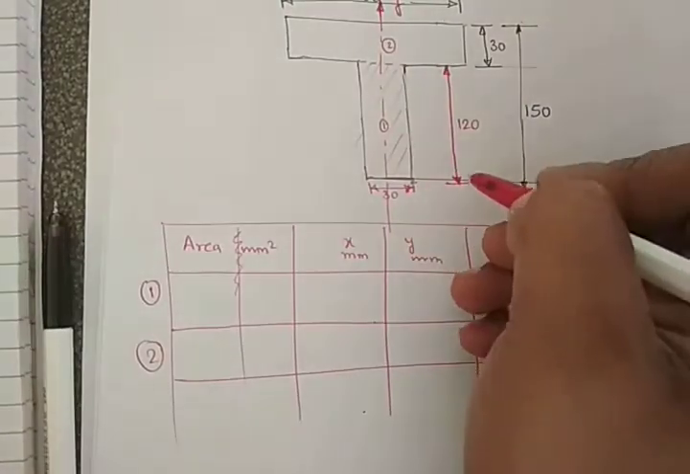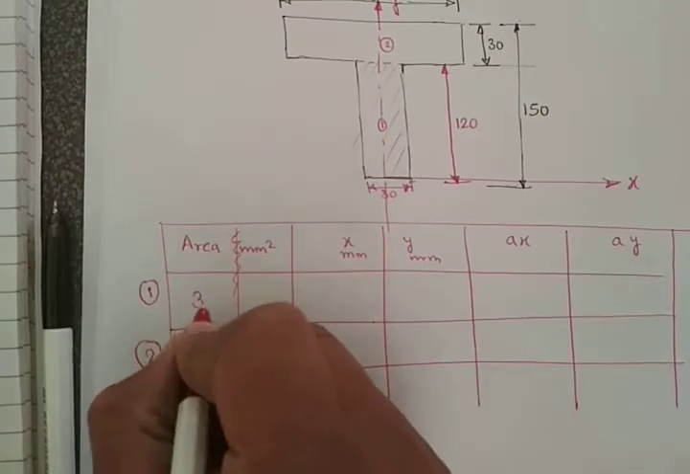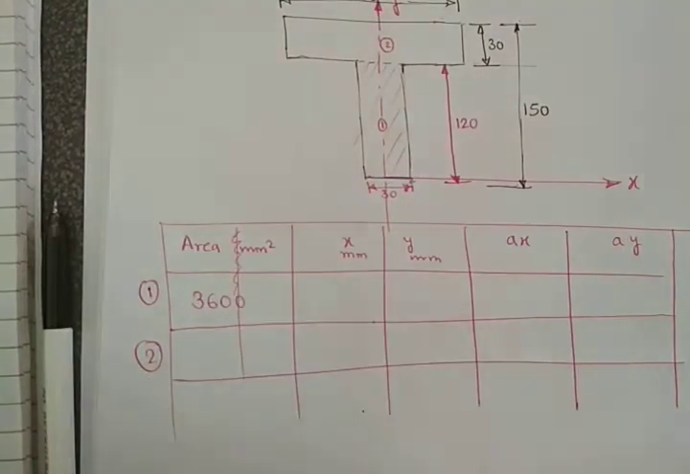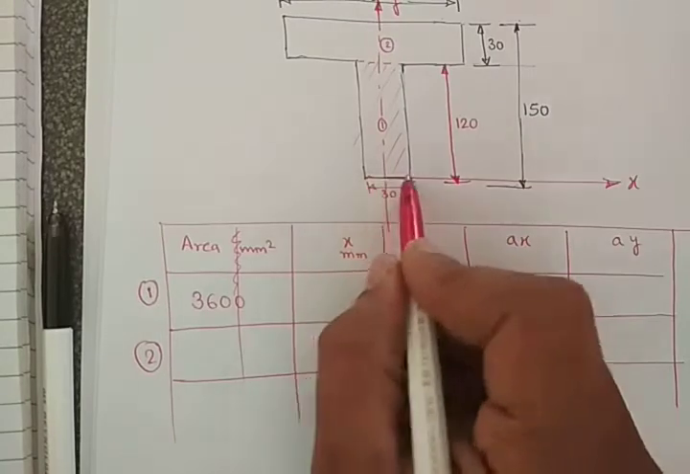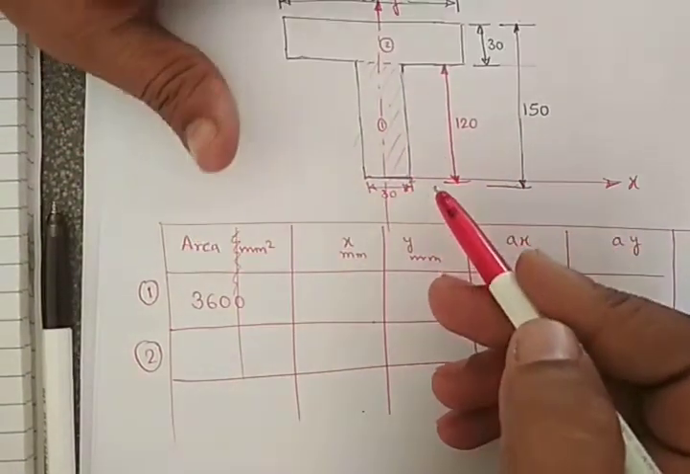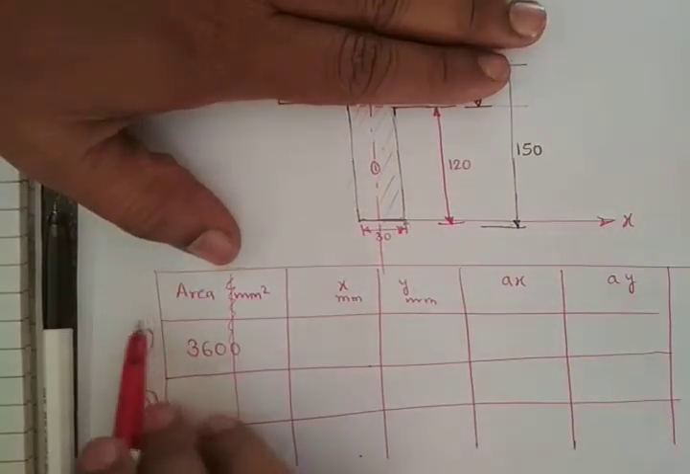Breadth into depth. How much is it? 120 into 30. It becomes 3600. Okay, now what is X? X is nothing but the center of this figure. Only consider this figure, no need to consider the second one. Only we are considering the first figure.